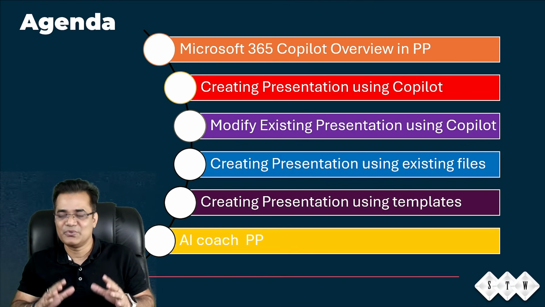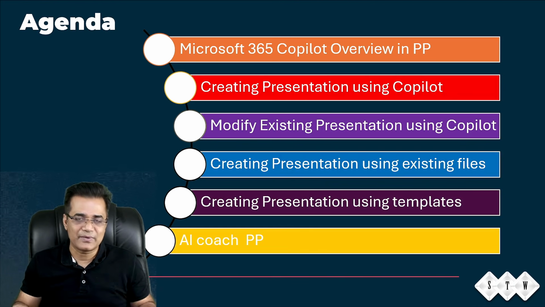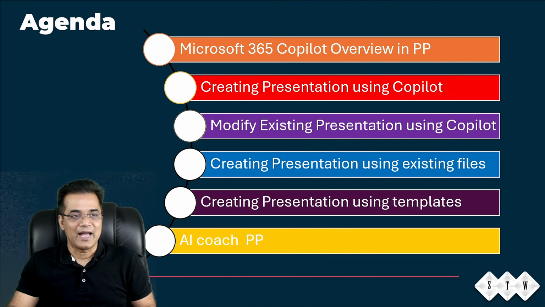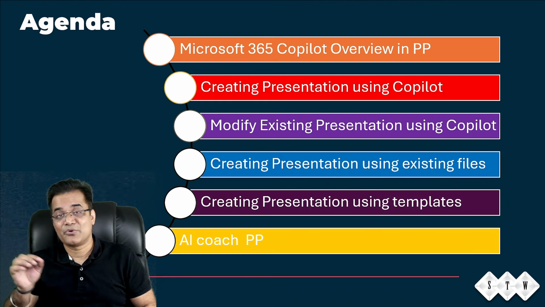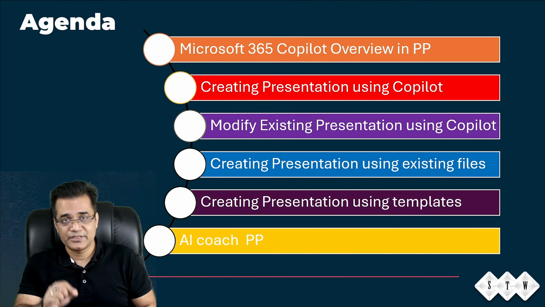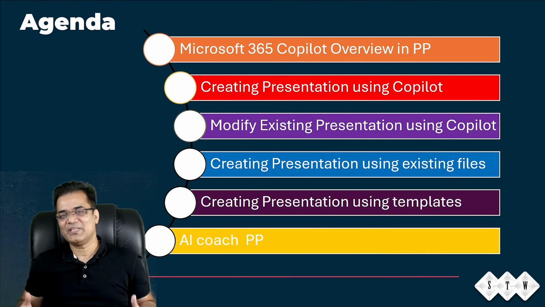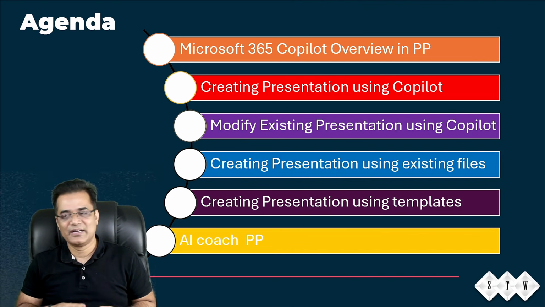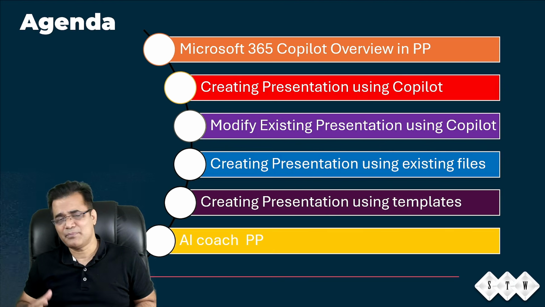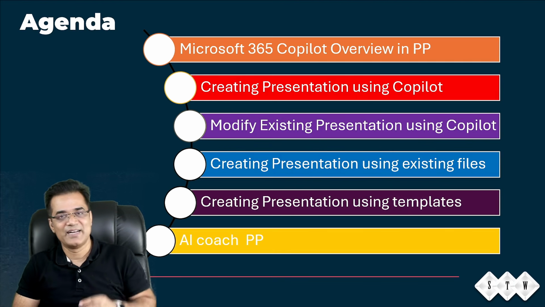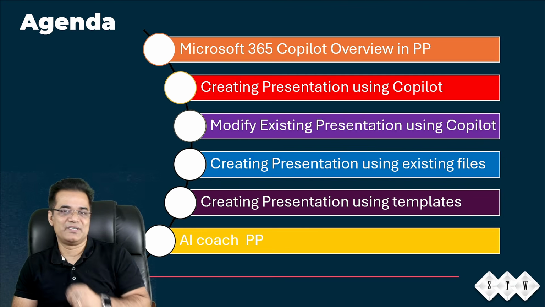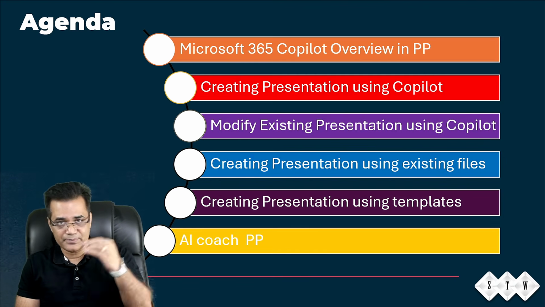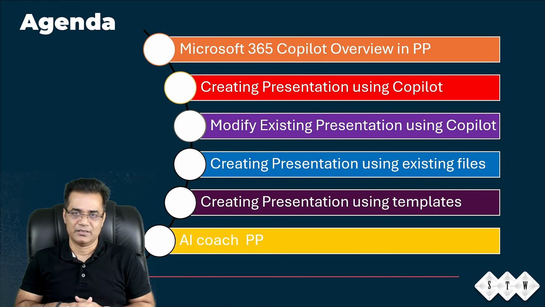So we will also discuss that even if you have an Excel file, how you can create a presentation based on that Excel file. And then the next thing we are going to discuss is creating a presentation using templates, because we all know that PPT is all about templates. You just go create a new PPT, you will get templates, then you can select a template and create your own presentation. So we will see how you can use AI and templates both to create a new presentation.